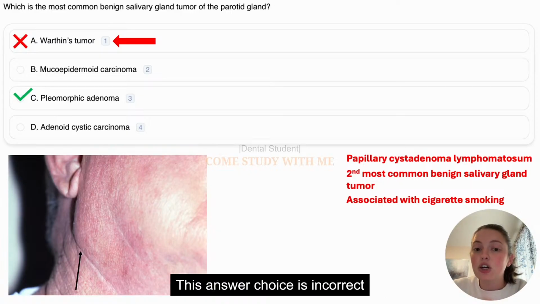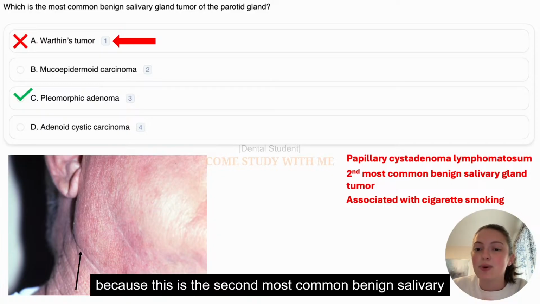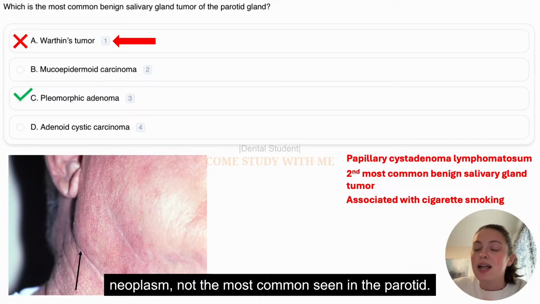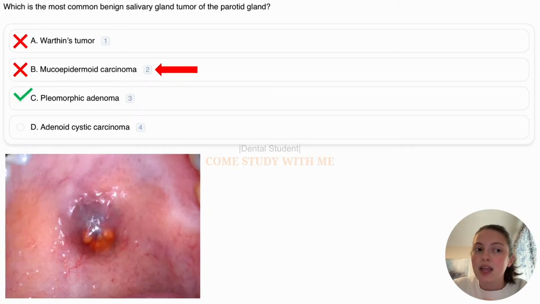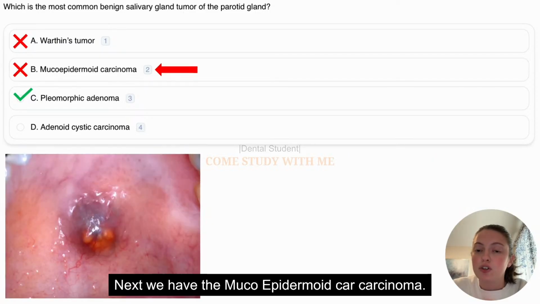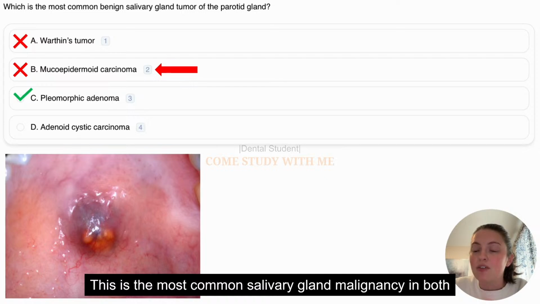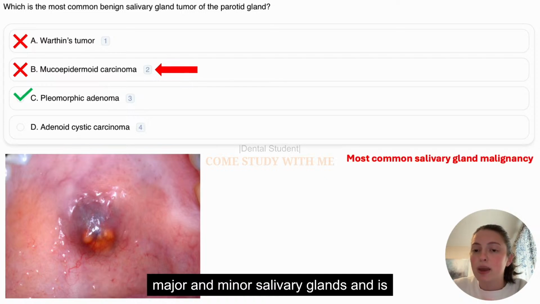This answer choice is incorrect because this is the second most common benign salivary neoplasm, not the most common seen in the parotid. Next, we have the mucoepidermoid carcinoma. This is the most common salivary gland malignancy in both major and minor salivary glands and is therefore not a benign tumor. It is also the most common salivary gland malignancy seen in children.